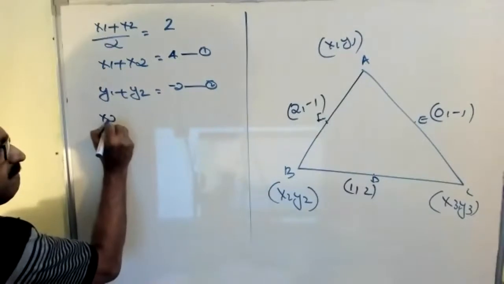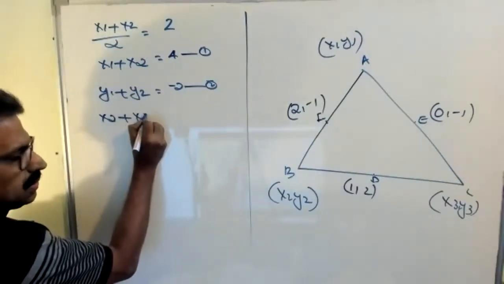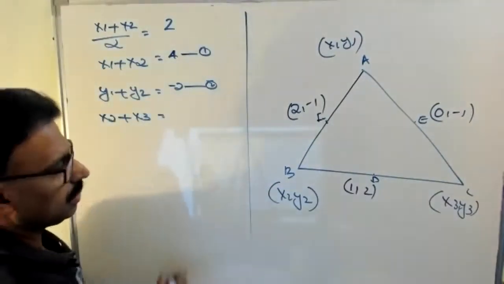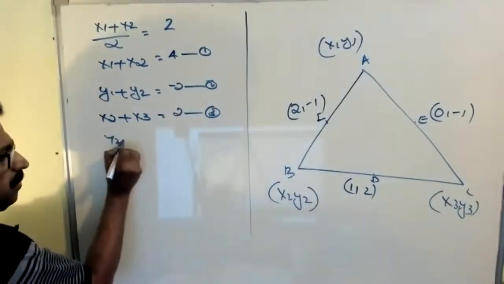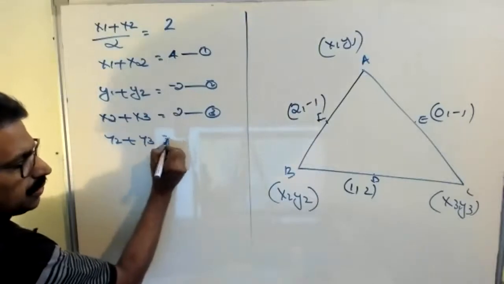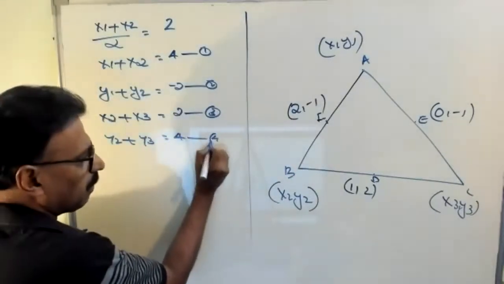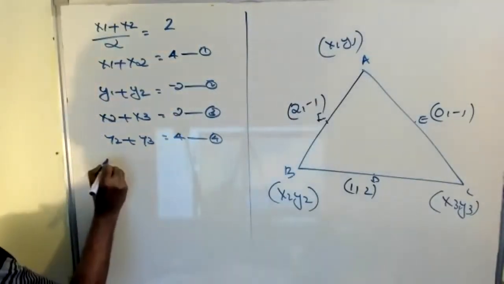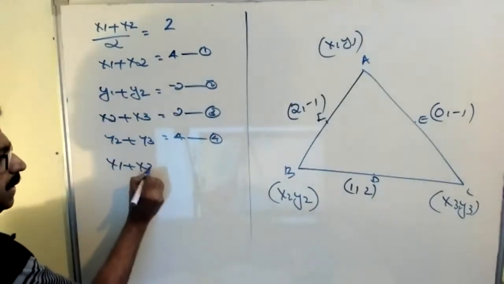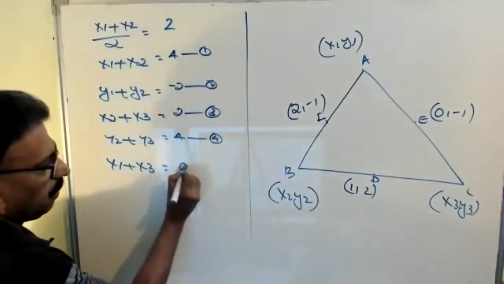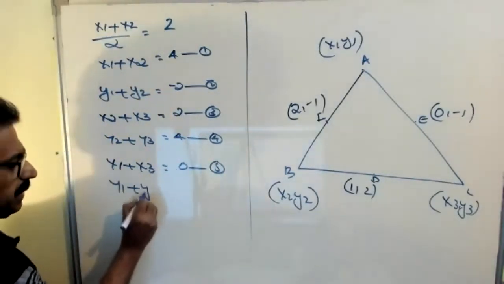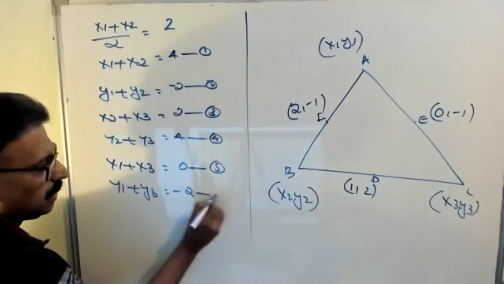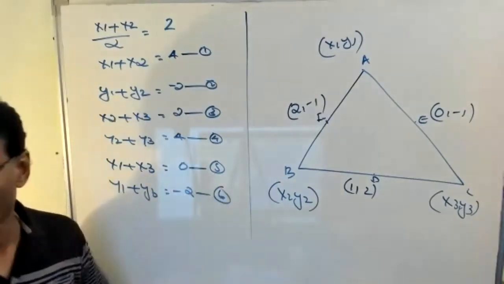Then x2 plus x3 equal to 2. Number 3. y2 plus y3 equal to 4. Number 4. Then x1 plus x3 equal to 0. Number 5. y1 plus y3 equal to minus 2. Number 6. Okay, check this all.